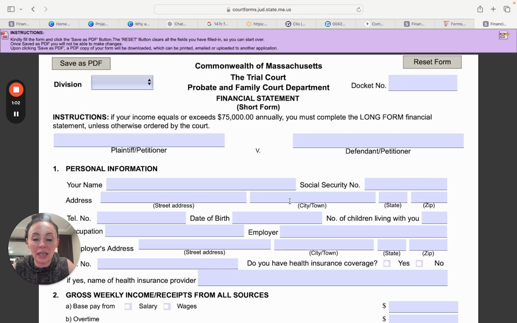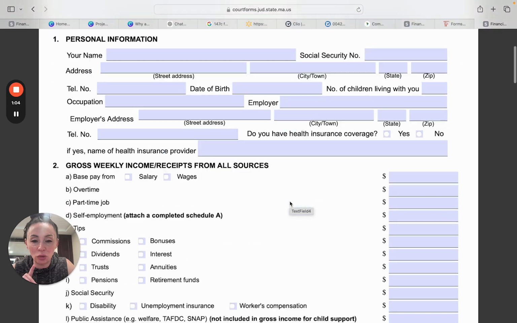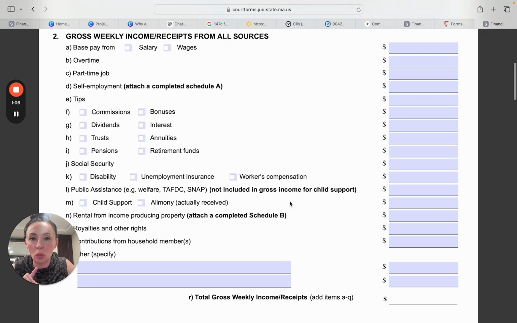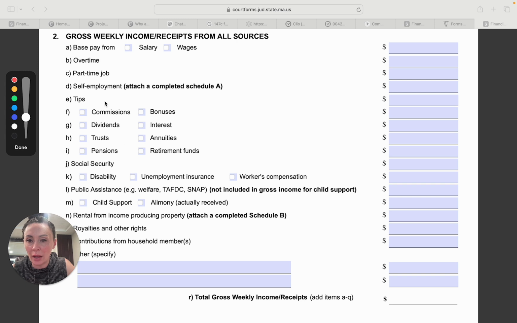By way of connection, the Schedule A will feed into your financial statement right here on line D of the gross weekly income section. So that's right here, the financial statement, that's going to go right on this line. They should agree. They should tick and tie. The number that you have on your Schedule A should go right there.